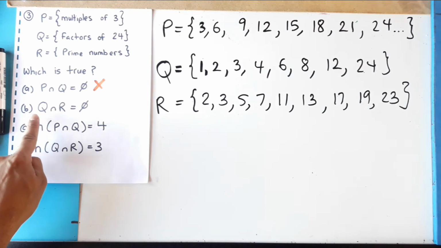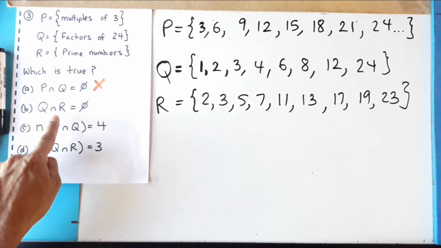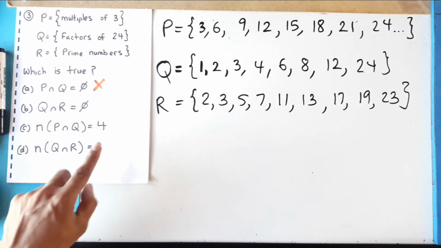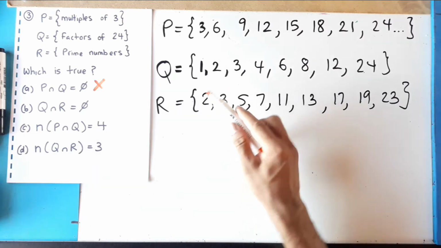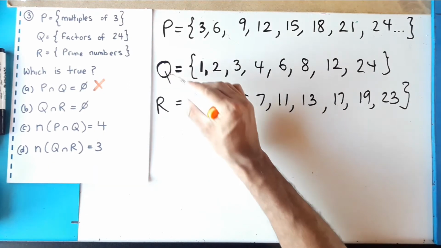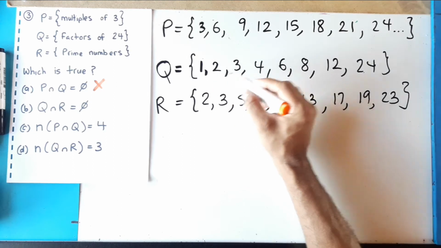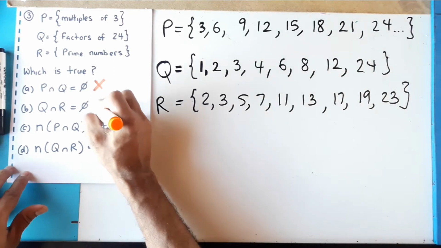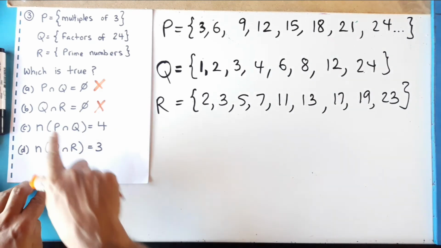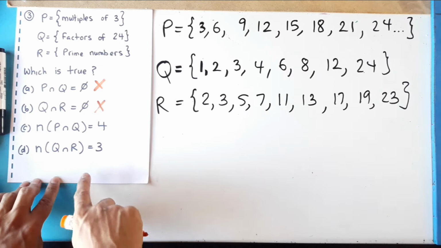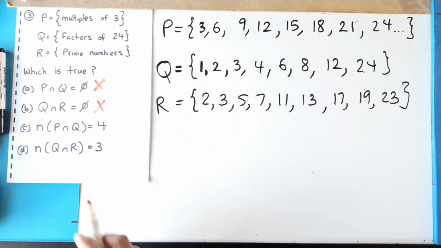In B, they're trying to say Q intersect R is nothing. So in B, they are trying to say there's nothing common between Q and R. Let's see if that's true. At first glance, here's Q, here's R. There's something similar here, there's something similar here. So that is not an empty set. There are things similar between Q and R. Now, I actually know the answer for this one, right? So let's go and see why D is wrong.